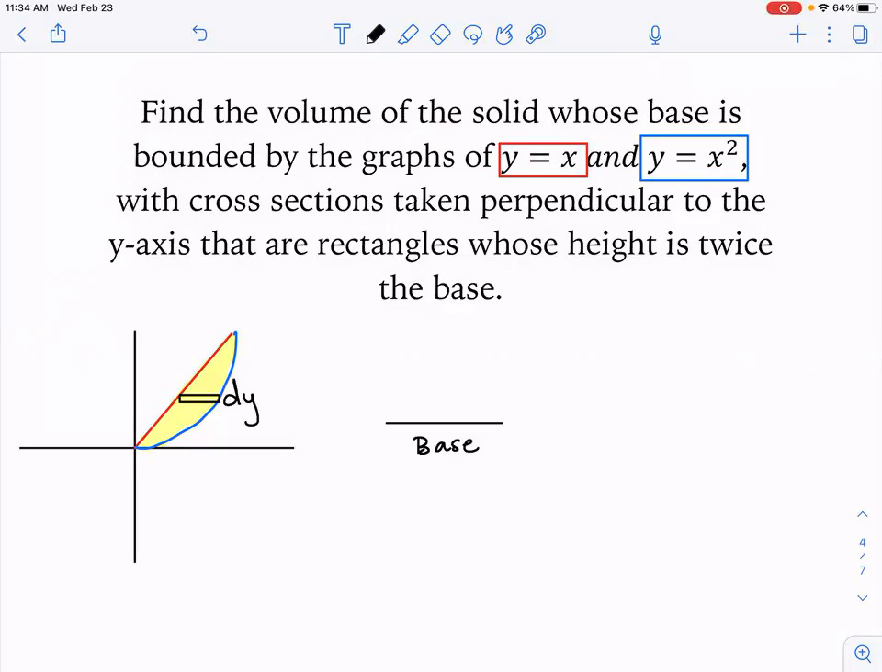Okay, so our base. How would we describe its length? This rectangle right here, this slice, how long is it? Well, we're dy, right? So it's our blue square root of y minus our red y squared. Do you agree with that?